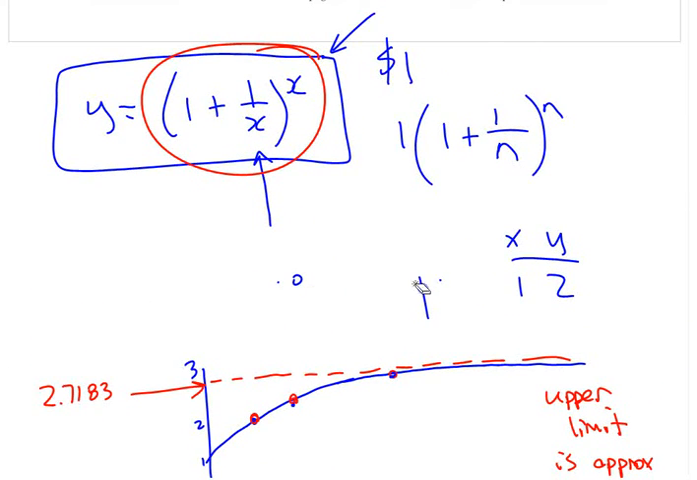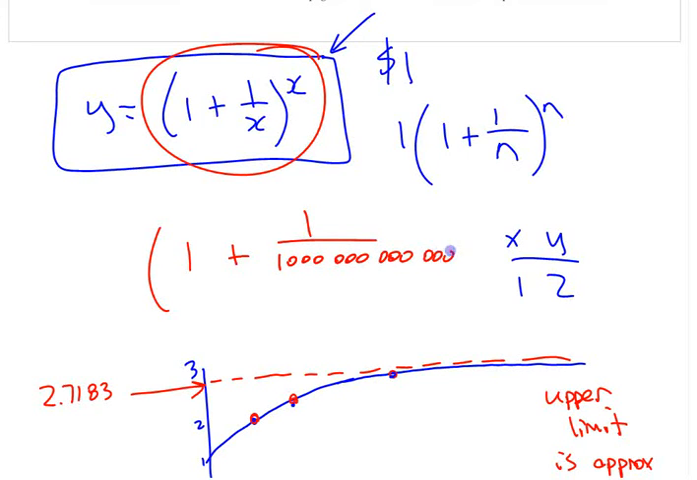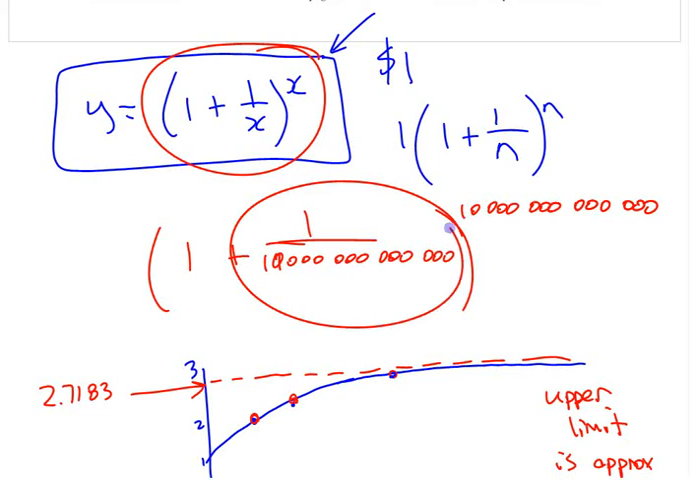It's calculating this. I'm asking it to calculate 1 plus 1 over, and one more 0 here actually, to the power of that, right? Can you comprehend what this number is? Like, that's such a small number.